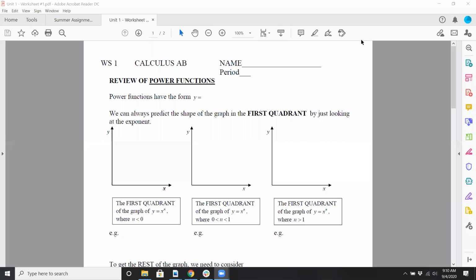Okay, so review of power functions. Now remember, power functions have the following form: x raised to the n power. Now there are a few scenarios to consider. What if n is negative? What if n is between 0 and 1? And what if n is greater than 1?